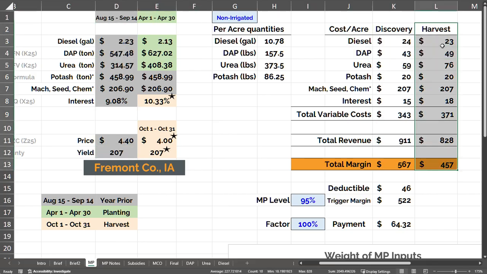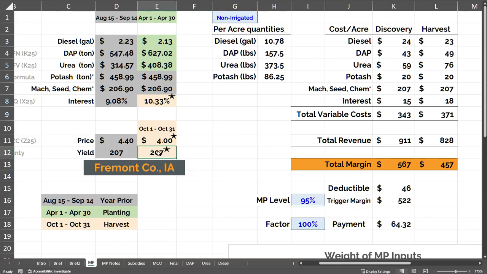Harvest values, these are the values that are actually discovered for your fertilizer ones. These were here in the spring. And then interest and total revenue numbers will be discovered here in the fall. So you can see if we end up at $4 and county yield comes in at 207, we could expect a payment of about $64, depending on what level you took.